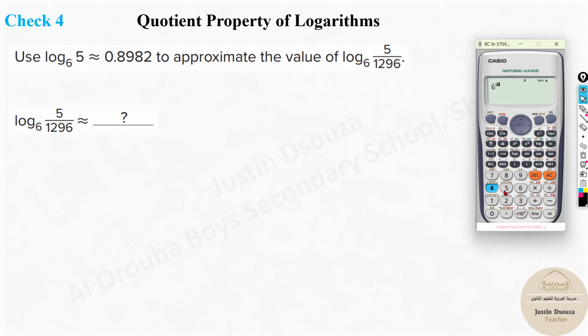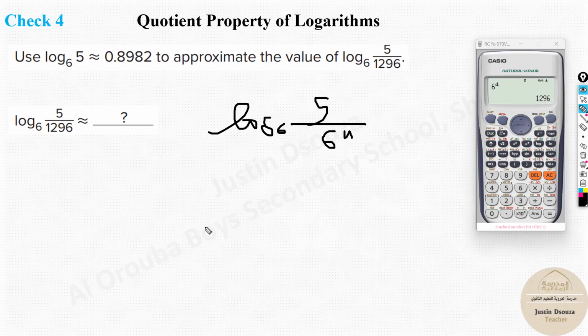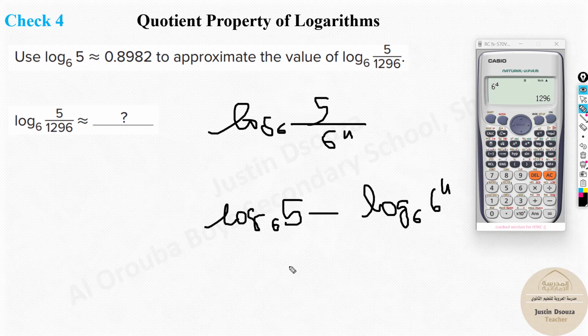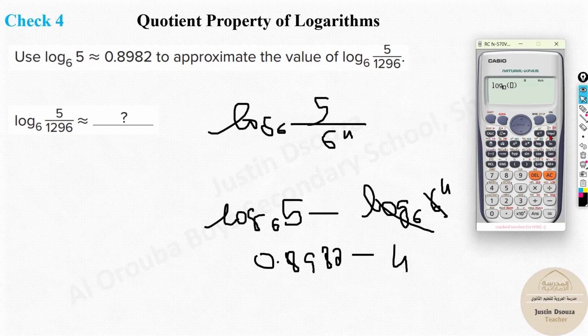6 to the power, okay, yeah, 6 to the power 4, because 6 to the power 3 is 216 multiplied by 6, you will get this answer. Now you can write this in terms of log 6 of phi by 6 to the power 4. Use the property of log: log base 6 of phi minus log base 6 of 6 to the power 4. Here you know the answer is 0.8982 minus 4, since this cancels and gives 1, and just solve it up, it'll be minus something.